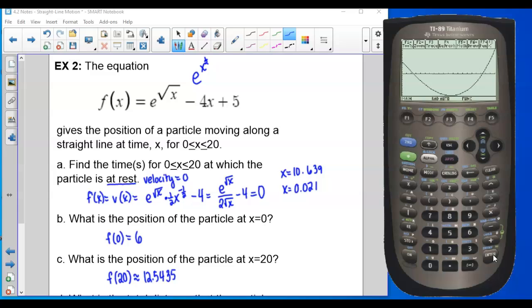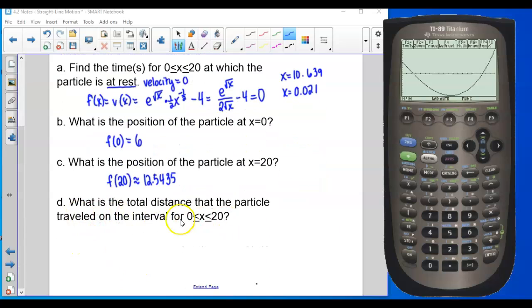And you can see here that this particle was positive, then negative, then positive. So it changes directions here. So even though it was right here at 6 at x equals 0, and it ended up here at 12.54 at x equals 20, it traveled a lot further than that. So this is how we figure out what happens. We need to look at the derivative.